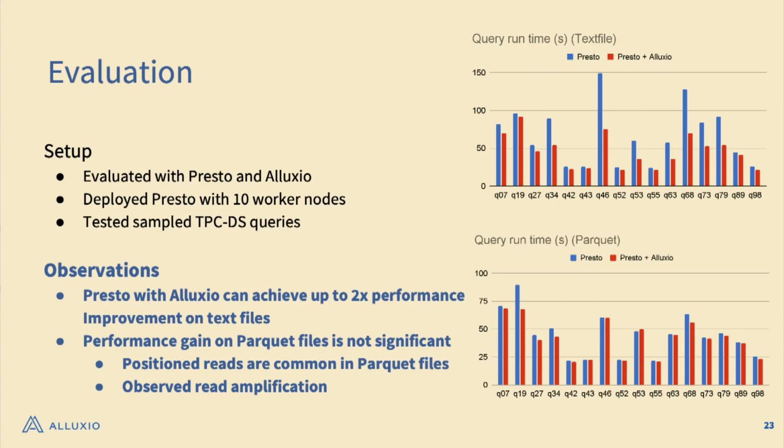But on the bottom, the other side, which is actually the majority of the use cases, is Parquet. We didn't see much performance improvement. Why? Just because they have a lot of precision reads. In this case, because there's some read amplification, even if you touch 1 byte, the cache will try to load maybe 1 megabyte or 64 megabytes from the remote.